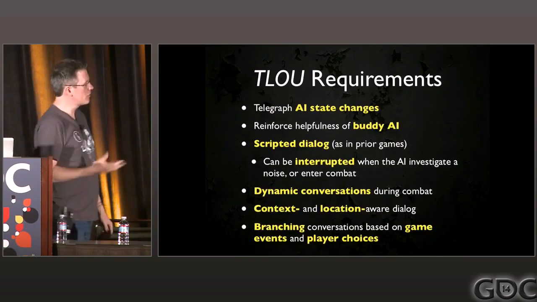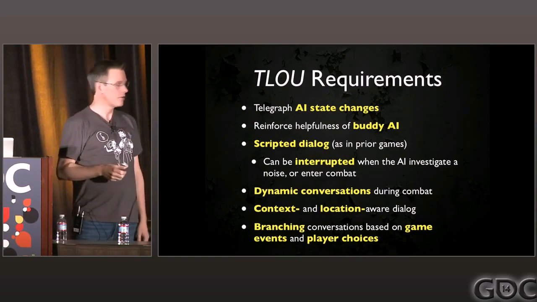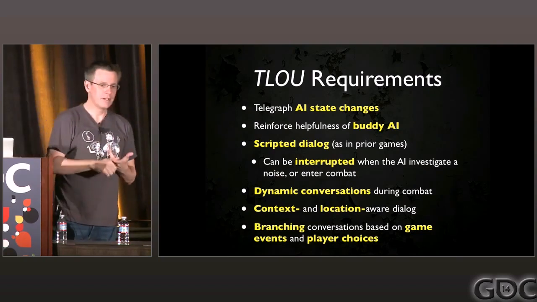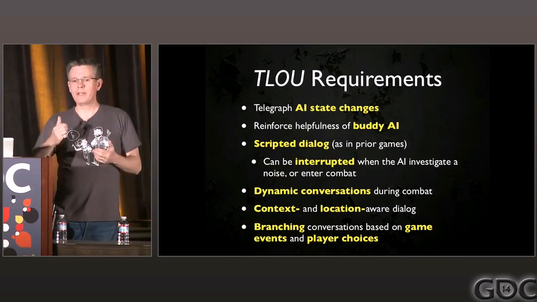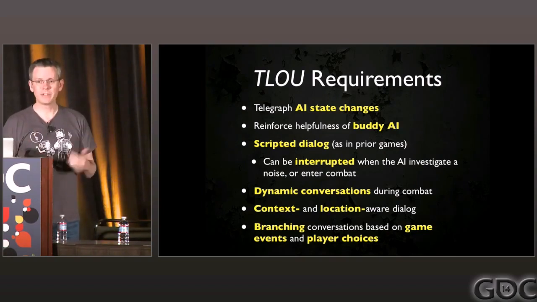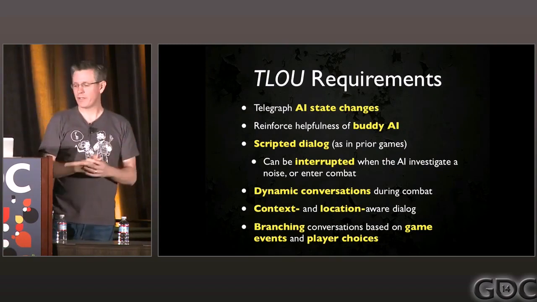So here's sort of a list of the requirements of our new dialogue system as we started to approach it for The Last of Us. Things like being able to telegraph the state changes of the AI, being able to provide conversations between enemies that can be interrupted and that can be dynamic based on what the player has actually done. They can actually react to the player's actions.